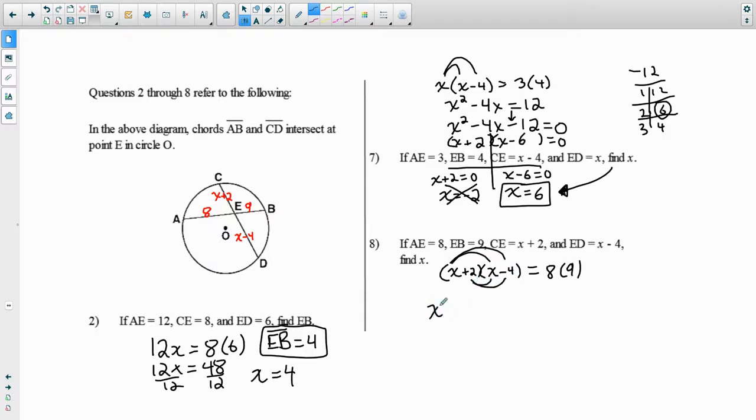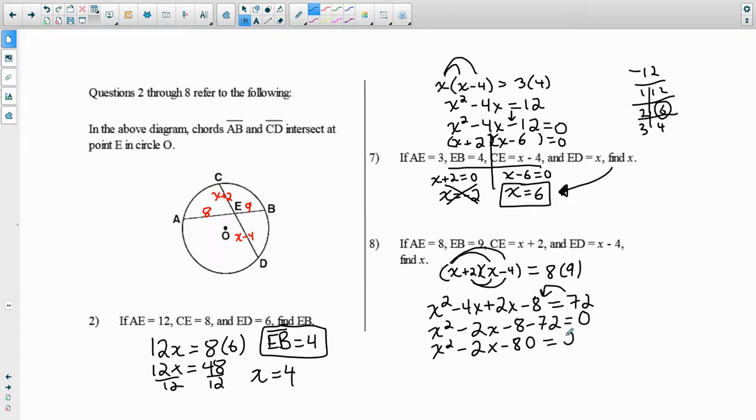I'm going to get x squared minus 4x plus 2x minus 8 is equal to 72. Then I'm going to combine those like terms, you get minus 2x minus 8. I'm going to bring that 72 over as well. Minus 72 is equal to 0. Then I'm going to get x squared minus 2x minus 80 is equal to 0.